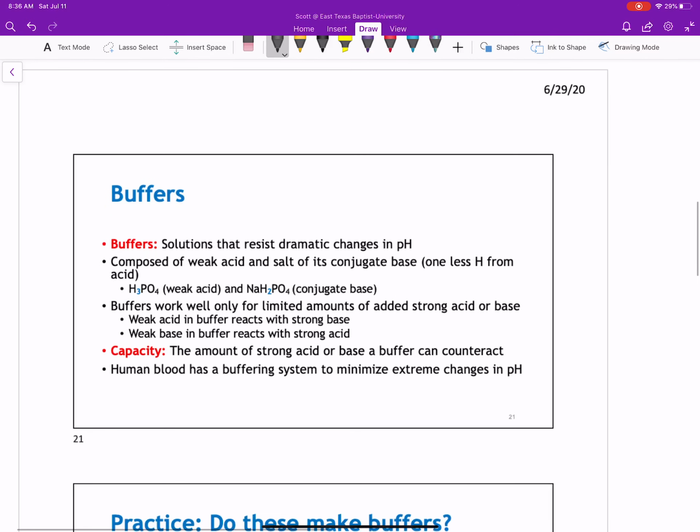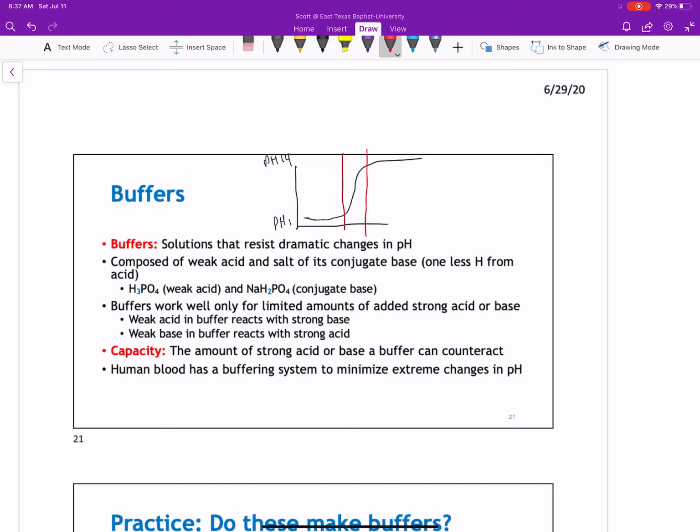Buffers can be a little bit challenging, but we're going to get through this. So buffers are solutions that resist dramatic changes in pH. And so the idea is this, and I'm going to just try to explain this as best as I can. If you have something, and let's say it has a pH of 1, so it's pretty acidic, and here's pH 14, what happens is if you start dripping in some strong base to this, typically there is some sort of dramatic curve change, and it quickly goes to pH 14, or really basic. And so notice how quick that happens.